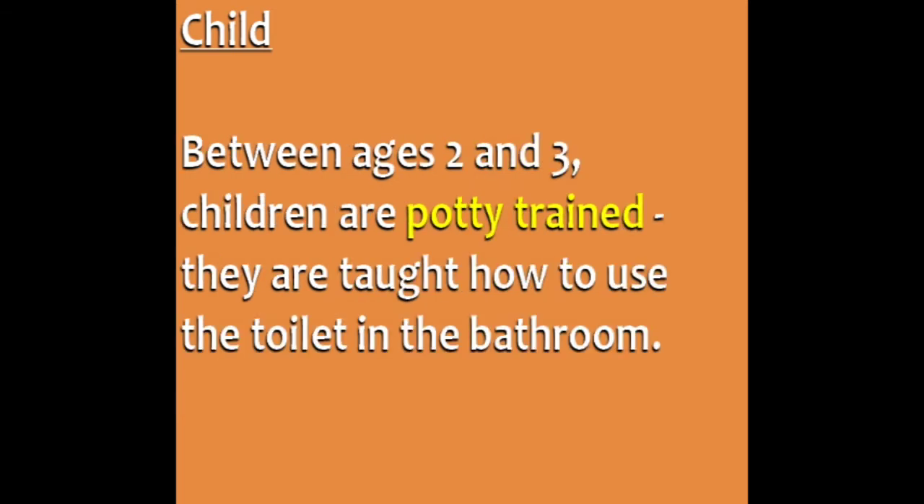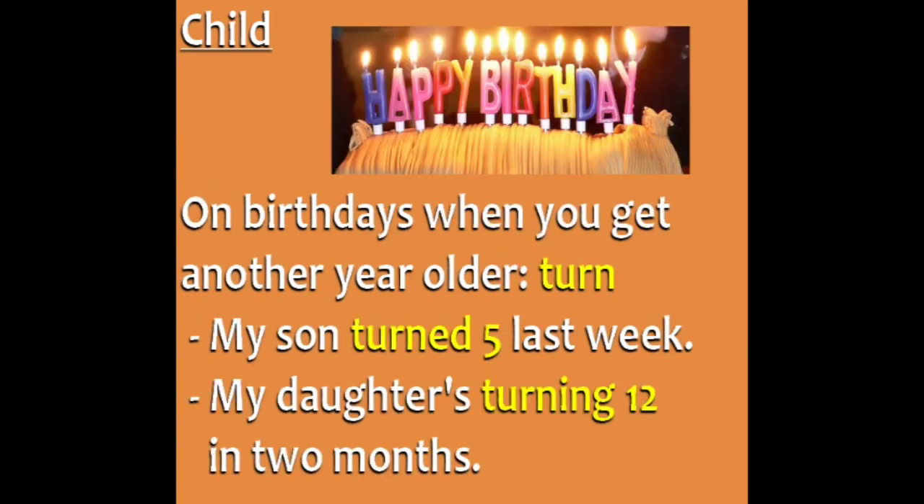Between ages 2 and 3, children are potty trained. They are taught how to use the toilet in the bathroom. We use the verb turn to describe getting another year older on your birthday. For example, my son turned 5 last week, or my daughter's turning 12 in 2 months.